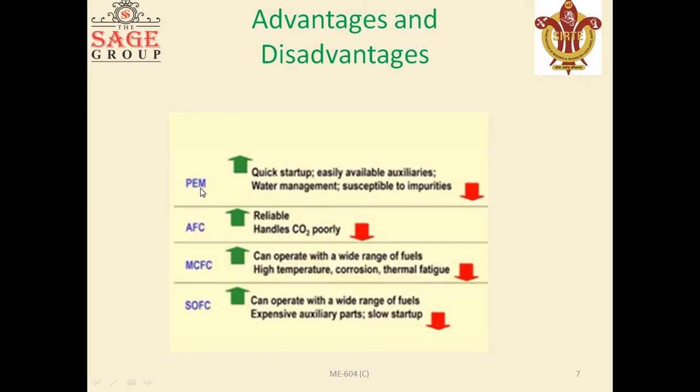PEM, I have already told you, is the polymer electrolyte membrane fuel cell. The first line is for the advantages and the second line for the disadvantages in all the cases. So first, for the polymer electrolyte membrane fuel cell, the advantages are quick startup and easily available auxiliaries, and the disadvantages are water management and susceptibility to impurities.